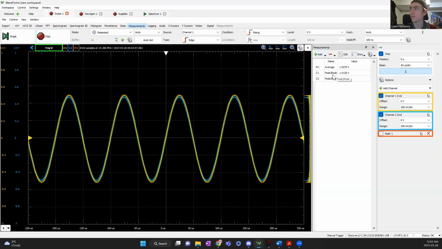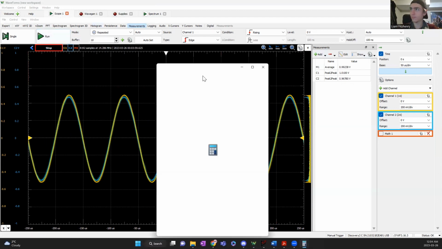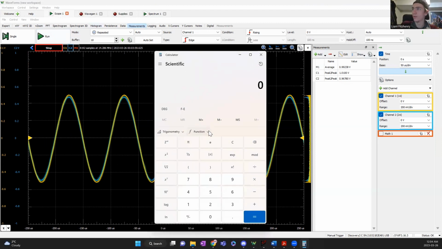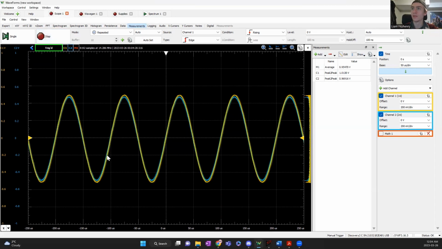But just to be sure, because I wasn't super confident in this method, I also included measurements of the peak-to-peak voltage of C1 and C2. So again, if I stop this at any time, I can pull up a calculator, and then we can do the division manually. So C2 over C1, 0.9678 divided by 1.01. And you can see this gives us, again, an attenuation of less than 10%. This one's about 4%. So I'm pretty confident that this meets the requirements of what we were going for.